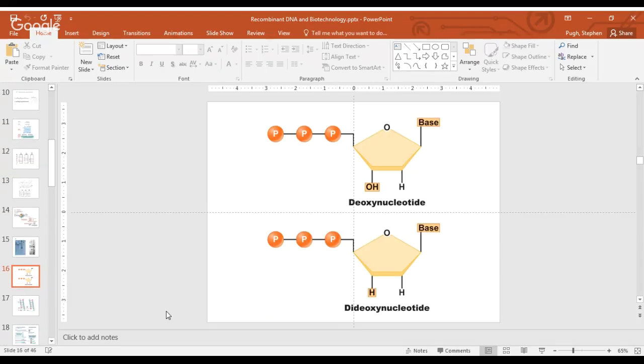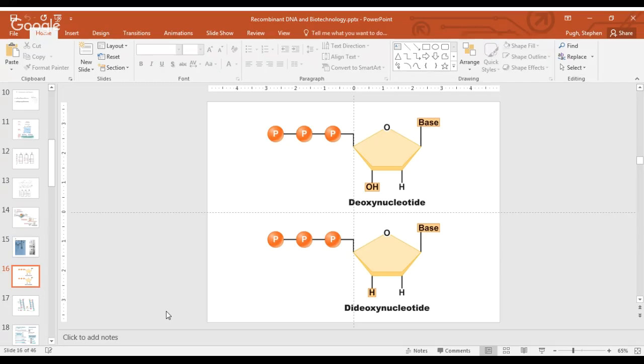Okay, another technique that we can use to describe the structure of the genome of an organism is to sequence the DNA, to actually determine the sequence of all the bases in a sample of DNA. And this is done by using a modification of a nucleotide.